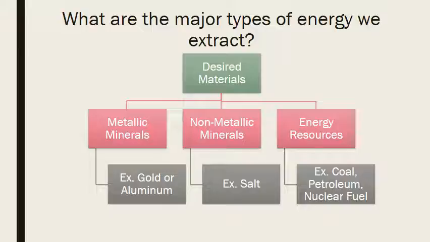A mineral is any material that is naturally occurring and has chemical components or inorganic compounds that exist as a solid. So a mineral is naturally occurring, inorganic, exists as a solid. So we have metallic minerals, for example, gold or aluminum. Non-metallic minerals, salt, and energy resources, for example, coal, petroleum, and nuclear fuel.